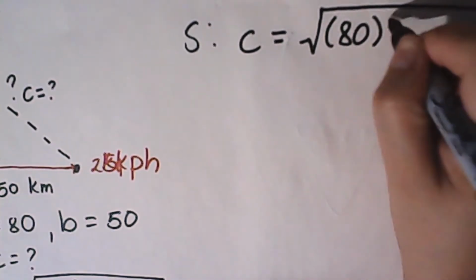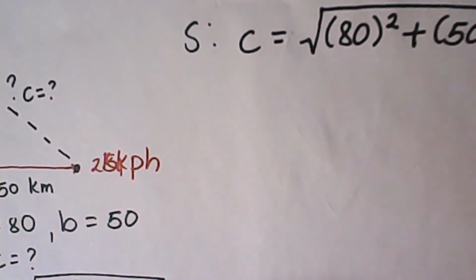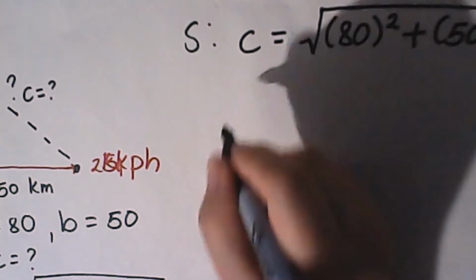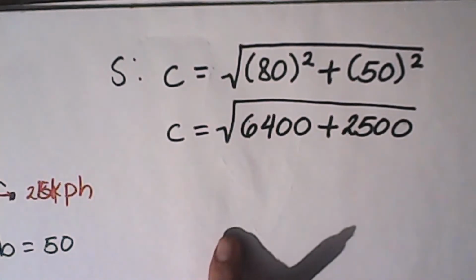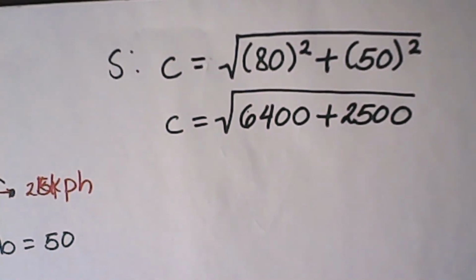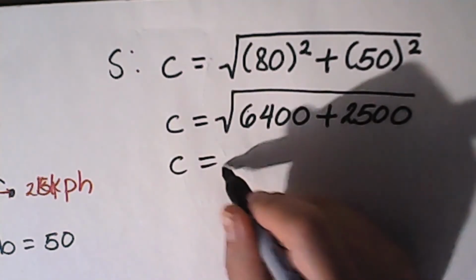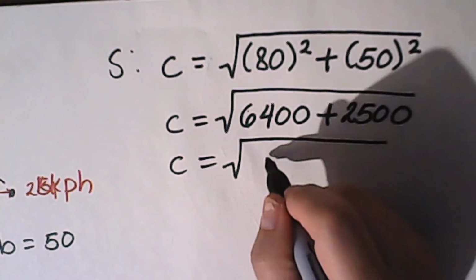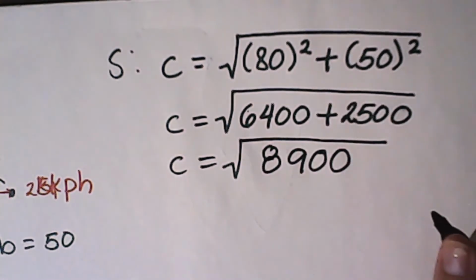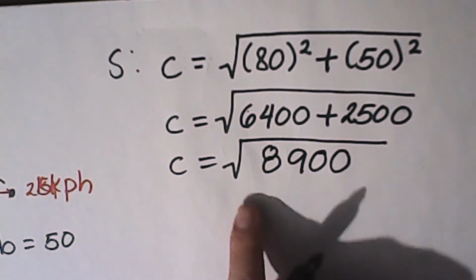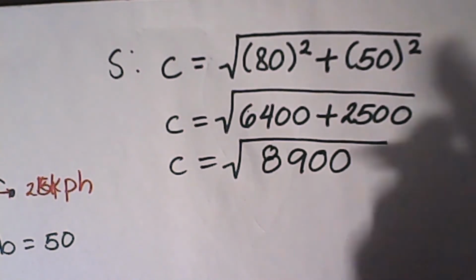So, 80 squared plus 50 squared. Evaluate our radicand. Okay, 80 squared is 6,400, while 50 squared is 2,500. Let us add. You're going to get the square root of 8,900. To solve this manually, we can factor out 8,900 as the product of 89 and 100.